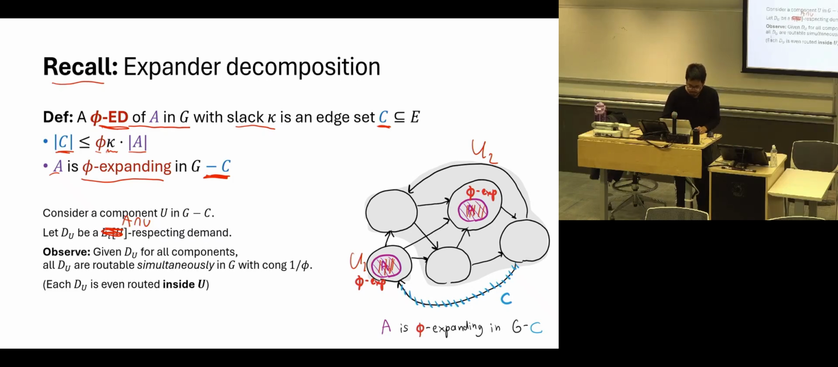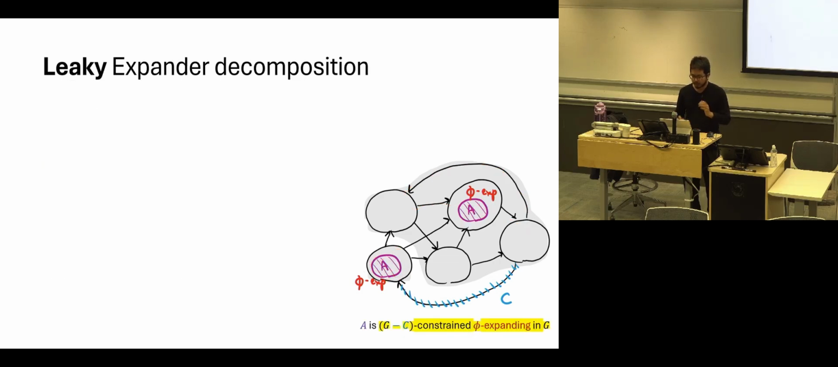And the demand here would be routable inside the component. It might route like this, but it's just inside the component. So given demand on every component, you can route inside the component. That's expanded decomposition, the old thing. Now here's a new thing.